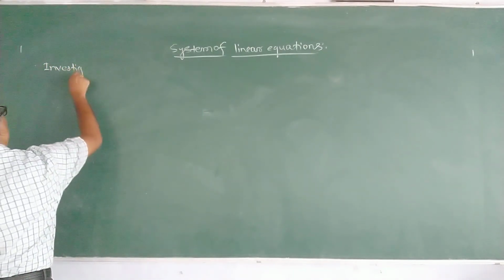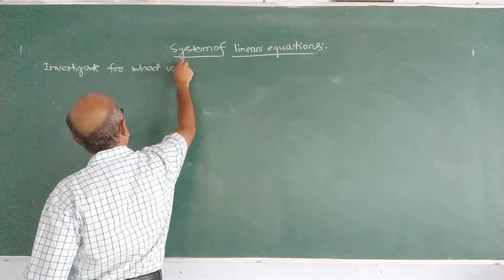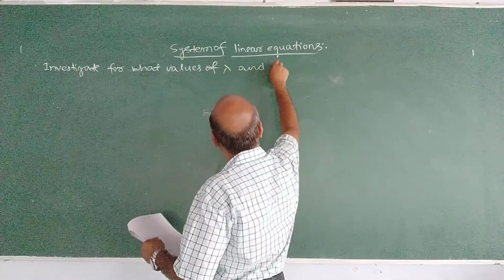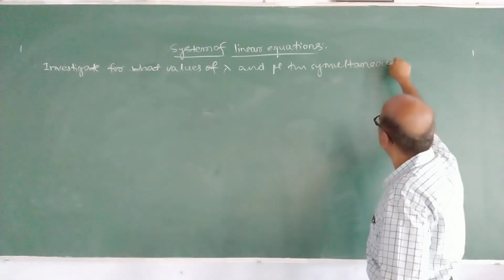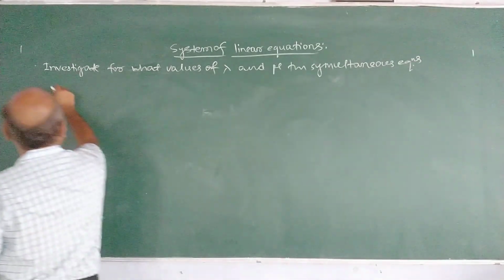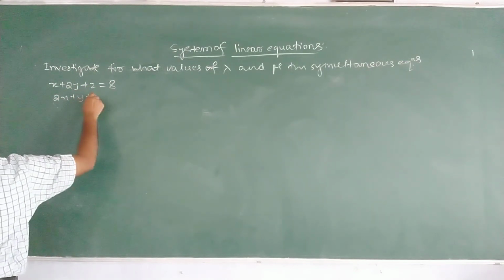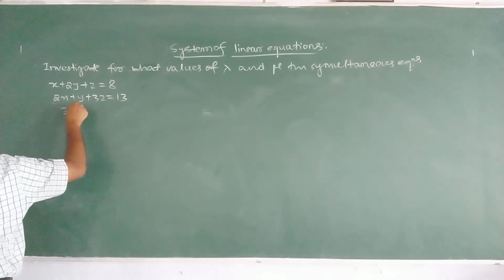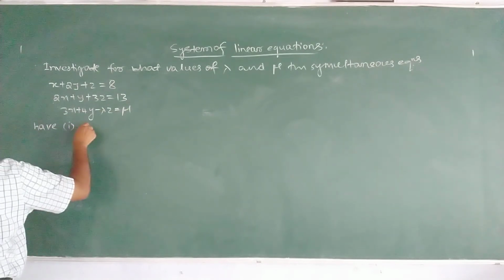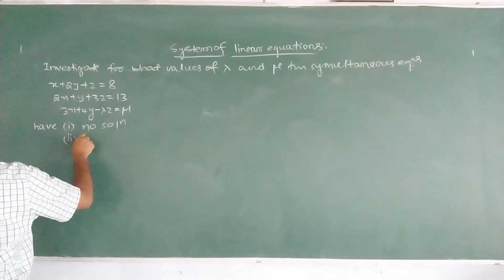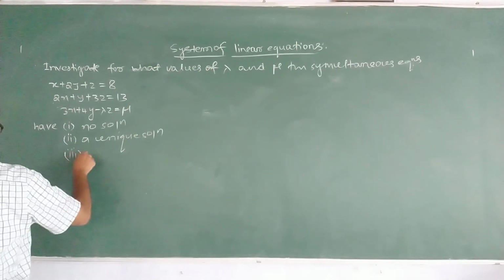Investigate for what values of lambda and mu the simultaneous equations x plus 2y plus z is equal to 8, 2x plus y plus 3z is equal to 13, 3x plus 4y minus lambda z is equal to mu have first, no solution, second, a unique solution, and third, infinitely many solutions.